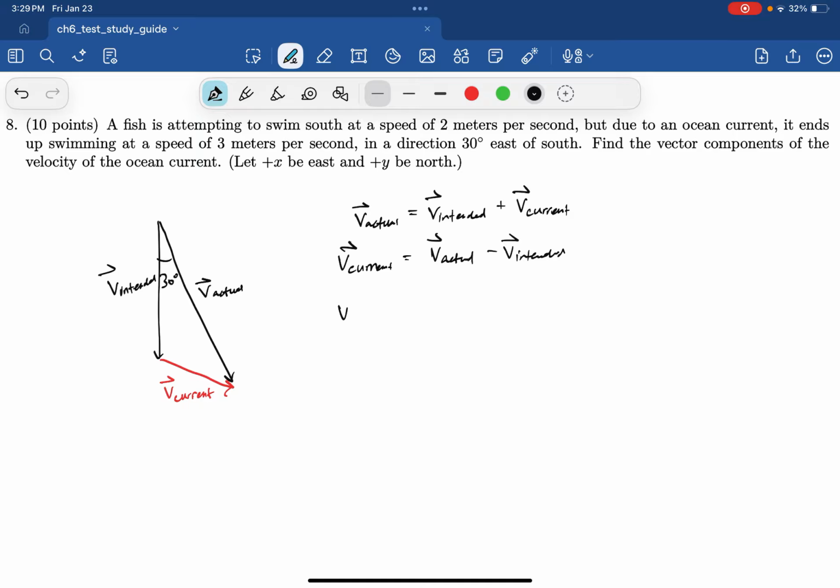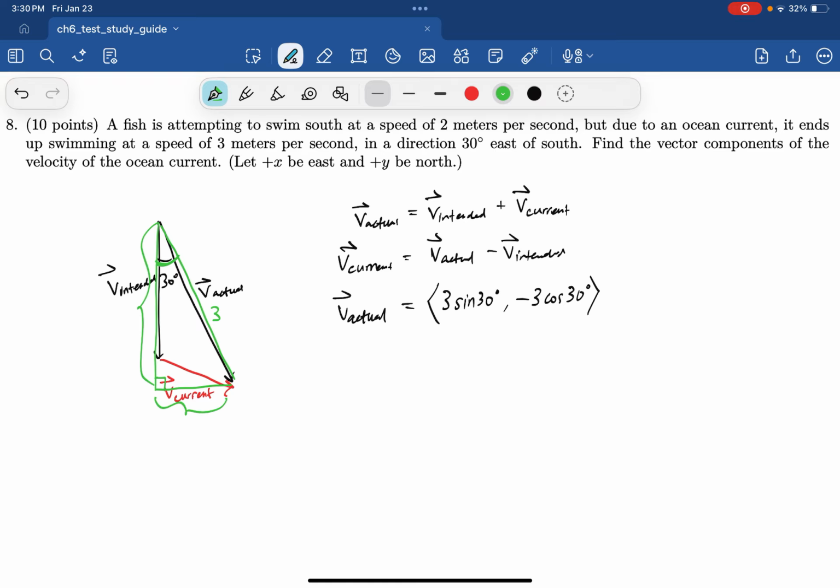Now we just need to find the components of each vector. So V actual is going to be 3 sine 30 degrees, comma, negative 3 cosine 30 degrees. Right? All I'm doing is I'm looking at this vector here, V actual, it has a hypotenuse of 3 because its length is 3. And to find the components, I'm just looking at this triangle here. And I know that this angle is 30 degrees. And so that tells me that this length here is 3 cosine 30. And this length here is 3 sine 30.